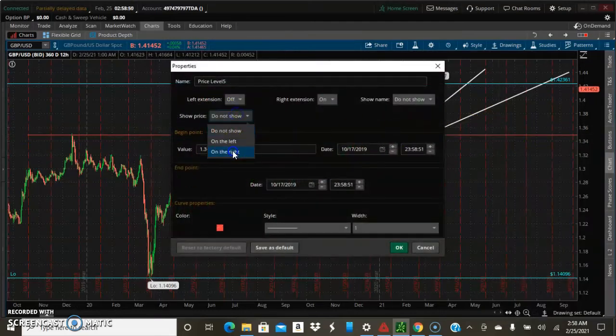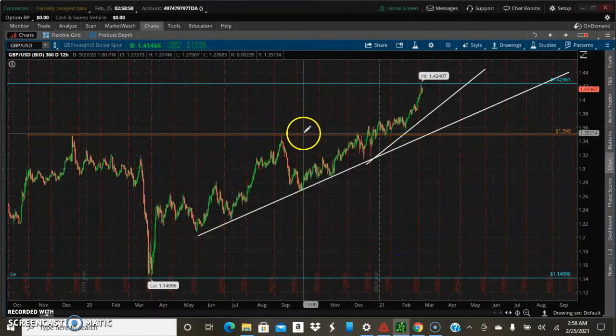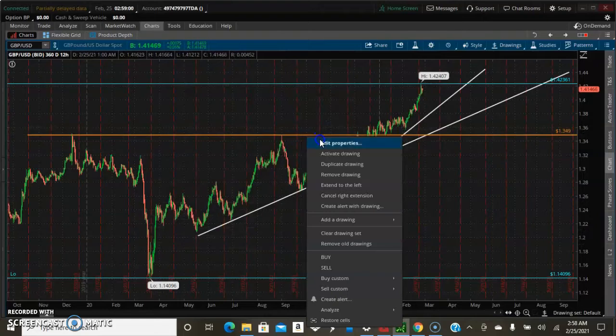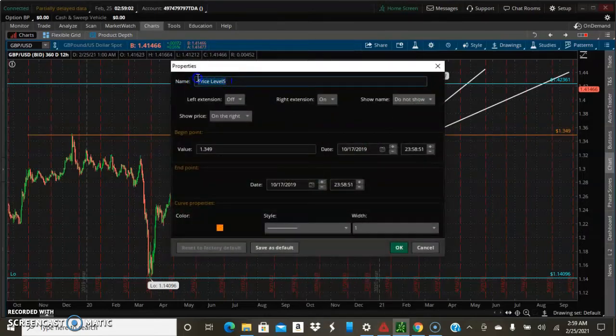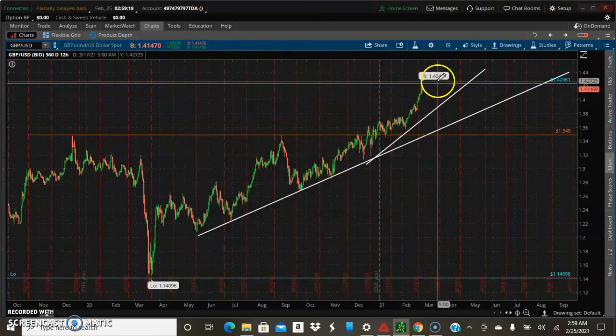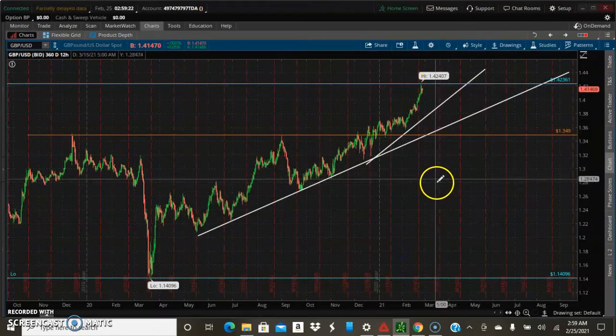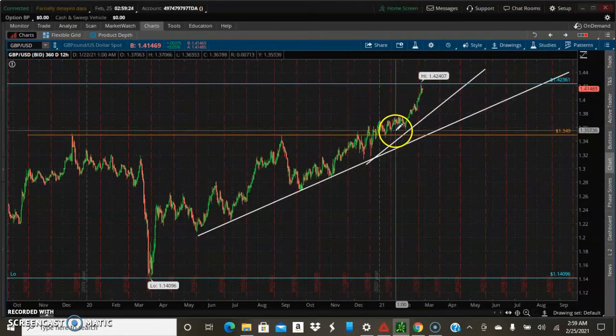Find out what that price is. Change colors on that. Let's make it orange. Matter of fact, let's put a name on it. So we know this level here is a key resistance level, and the market has been going up to that price.